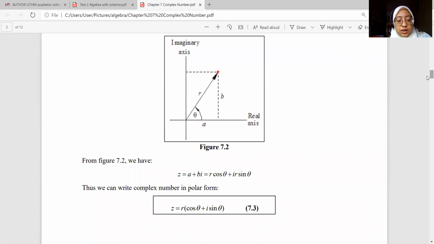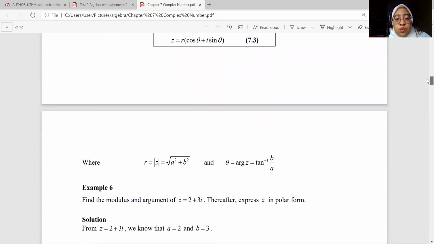From figure 7.2 we have z equals a plus bi equals r cos theta plus ir sin theta. Thus, we can write a complex number in polar form: z is equal to r times cos theta plus i sin theta, where r is equal to the modulus of z, equal to the square root of a squared plus b squared, and theta is equal to the argument of z, equal to the inverse tangent of b over a.